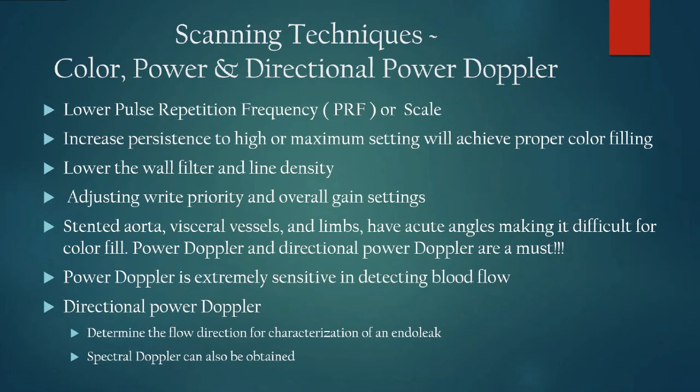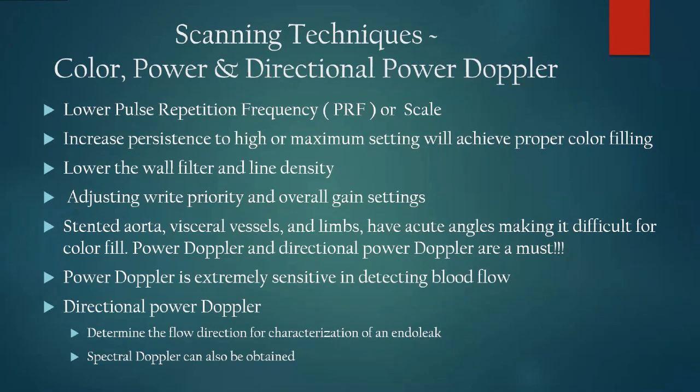Again, each vendor has maybe a different term that they use for persistence, but I encourage you to increase it. It's going to keep that color there a little bit longer. It's going to kill your frame rate, but that's okay because you want to catch these endoleaks. The most common endoleak that we see is the type 2, which we're going to talk about again a little bit later. These are sometimes the hardest to pick up because they're little feeder branches, either a lumbar or a collateral, and they're hard to pick up. This will help hold it there.